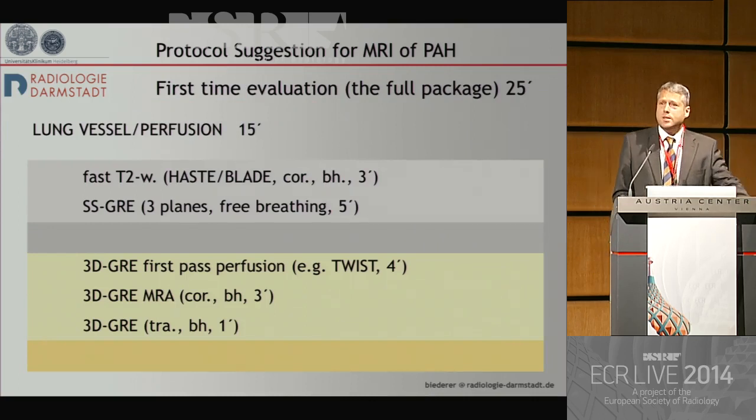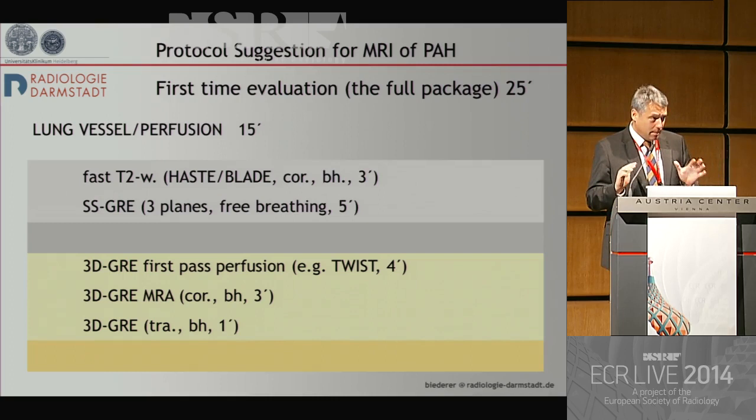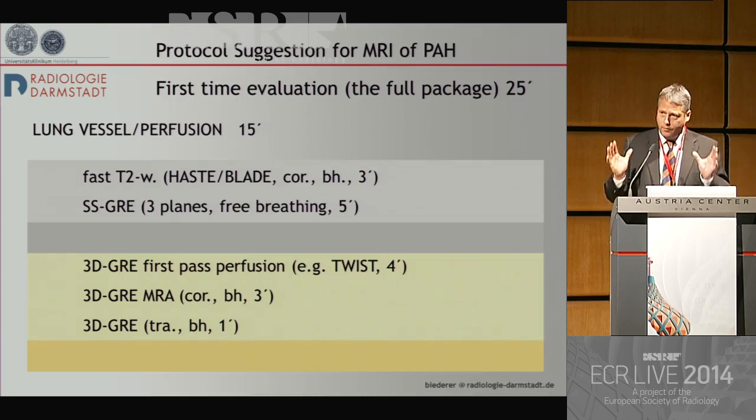So among the sequences that we have had, first-time evaluation: the patient comes with suspected pulmonary hypertension. Nobody knows from what, so we do a full examination package. I say we can invest 25 minutes in that. So we have the fast T2 weighted images. We have these steady-state gradient echo or SSFP images. Then, of course, a first-pass perfusion, replacing our VQ scan. We have an MRA, and, of course, the additional recirculation phase images, just in case that our angiogram does not work out nicely, we have this for backup.